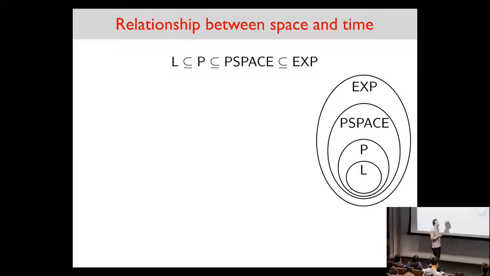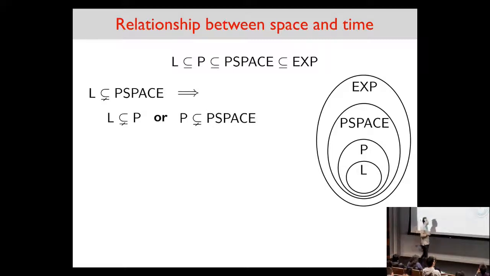So here, what do we know about this chain of inclusions? Well, one thing we do know is that by the space hierarchy theorem, L is not equal to PSPACE. And since L is not equal to PSPACE, one of two things has to be true. Either L is not equal to P, or P is not equal to PSPACE. Because if they're both equal, then L would be equal to PSPACE, but we know that's not true.